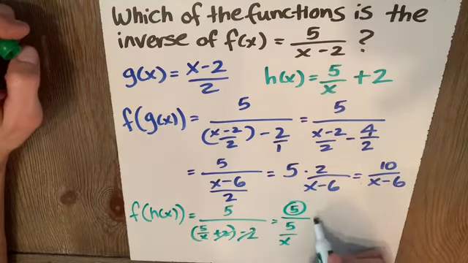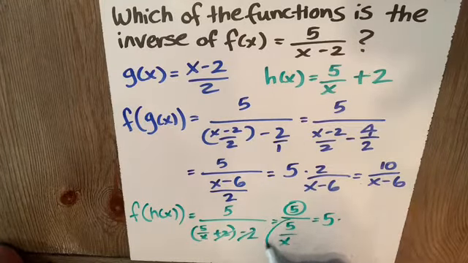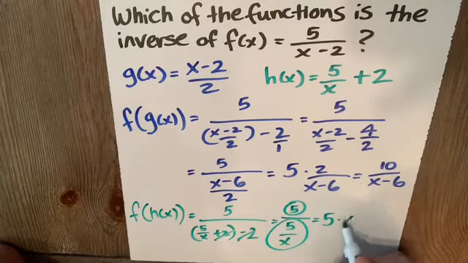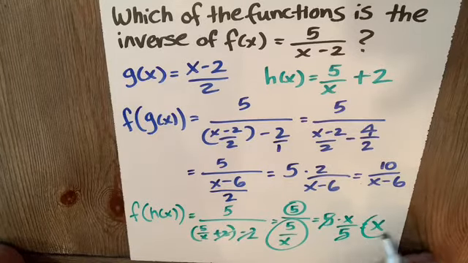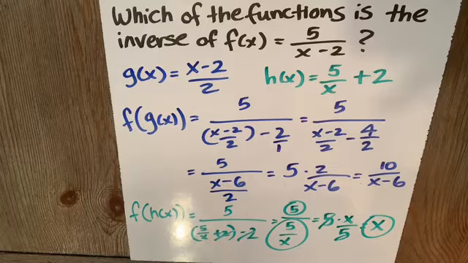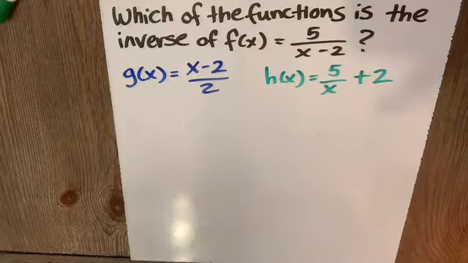If I flip, I'm going to keep that, change division to multiplication, and then flip the denominator here, x over 5. And we can see that, yes, in fact, h of x is the inverse because f of h of x is x. How else could I have done this problem?